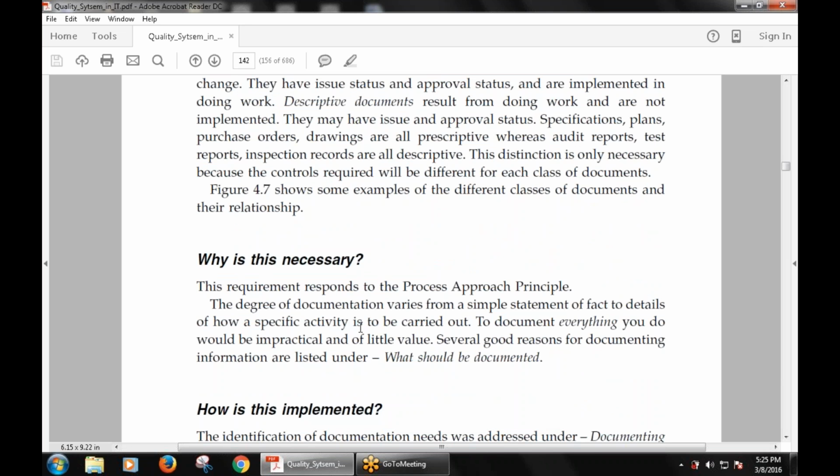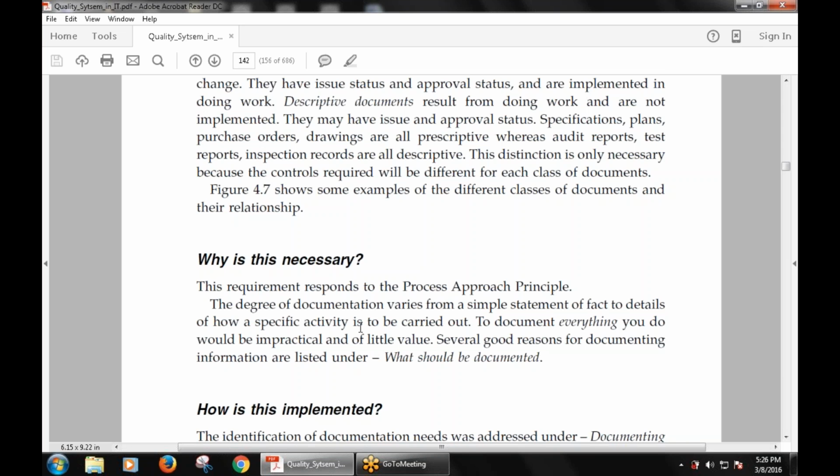So this requirement responds to the process approach principle. That means we are following the process and control principle, or process approach principle, while using the classification of the documents. And the degree of documentation varies from a simple statement of facts to the detail, that is how the specific activities are to be carried out, how we are following the specific activities for the process approach principle.